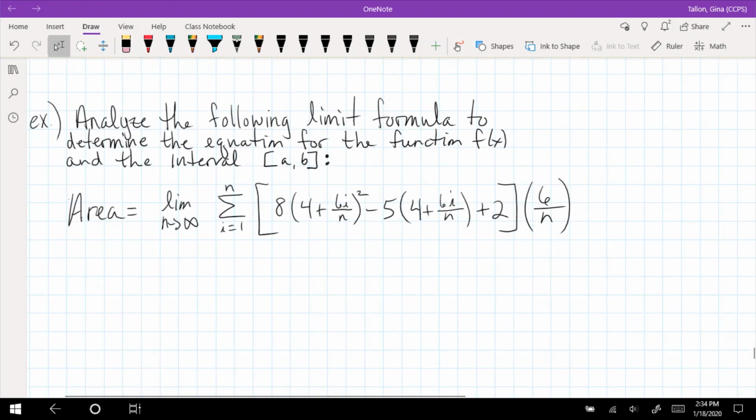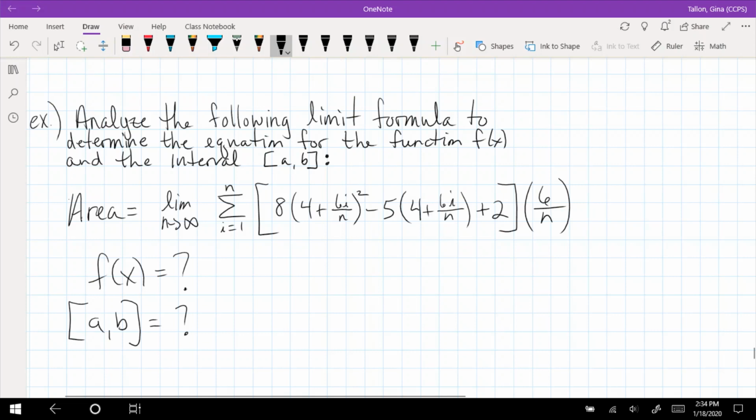All right, let's analyze the following limit formula to determine the equation for the function f of x and the interval from a to b. So here I am, I'm giving you the setup, and I am asking you, what function am I playing with? So this is a question here. And what is my interval from a to b? That's my question for you.